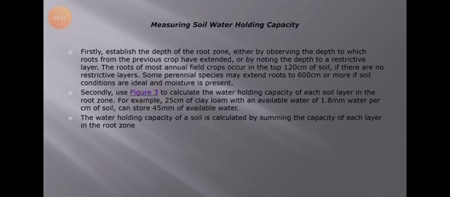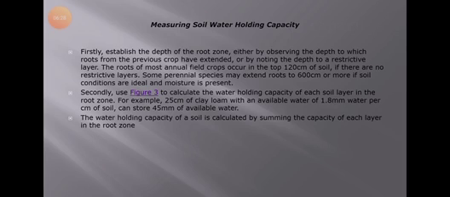So let's understand how to measure soil water holding capacity. Firstly, establish the depth of the root zone either by observing the depth to which roots from the previous crop have extended or by noting the depth to a restrictive layer. The roots of most annual field crops occur in the top 120 cm of soil. If there are no restrictive layers, some perennial species may extend roots to 600 cm or more if soil conditions are ideal and moisture is present.